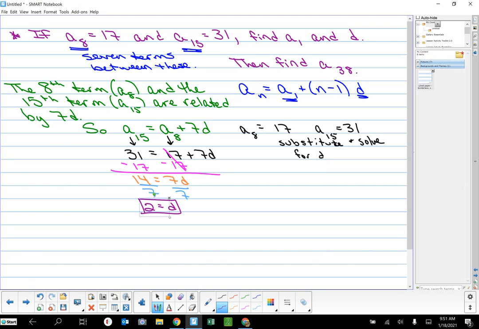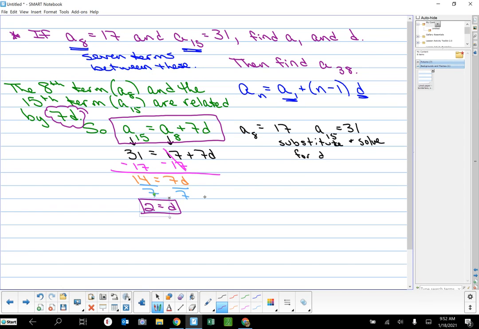Okay, so that was the first thing that we needed to do. And that's the only way that you can do that. So the first important thing here is being able to locate this 7d and then set up this equation. Super important, because if you can't do that, you can't find d.